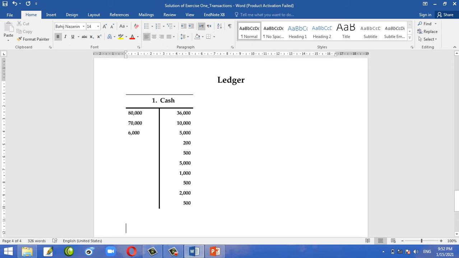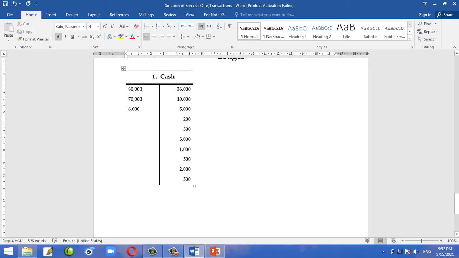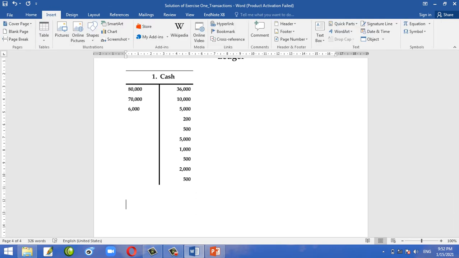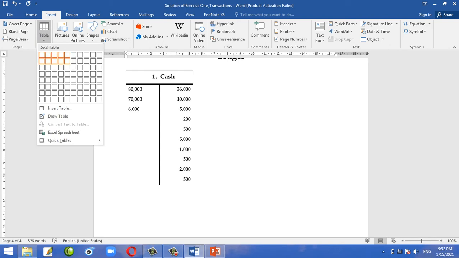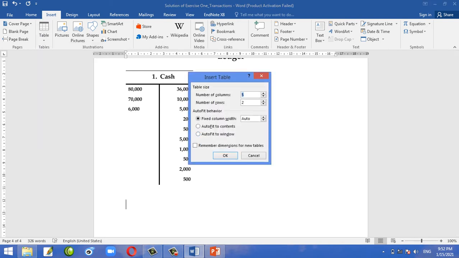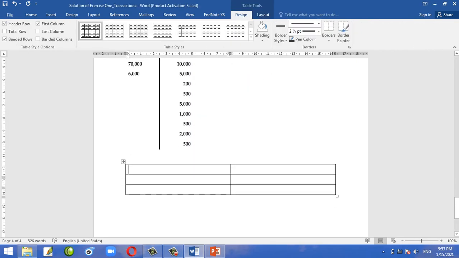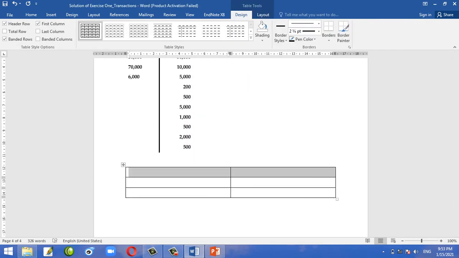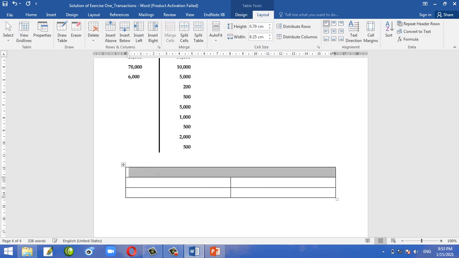Now come to the second. How to draw the T form of the ledger. Easy. Now come to the insert. You have to draw the table. Insert table. You have to draw two columns and also draw 2 or 3 rows. For example, we have to record this one. We have to merge this one. Come to the layout to merge.